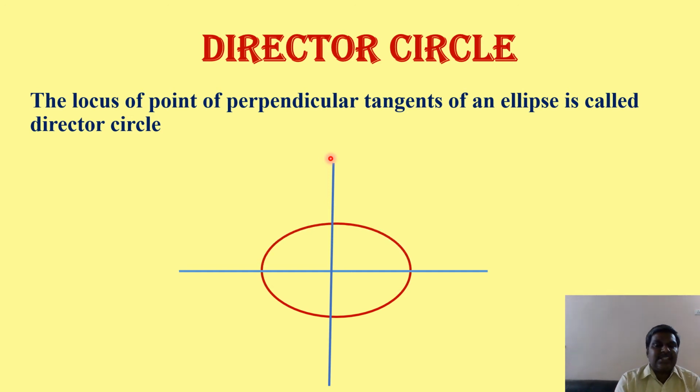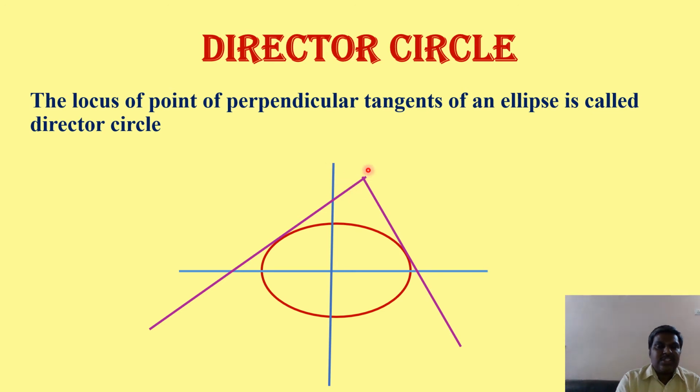x square by a square plus y square by b square is equal to 1. This is one tangent. This is another tangent. So it is a pair of tangents. They intersect at 90 degrees. This angle is 90 degrees.